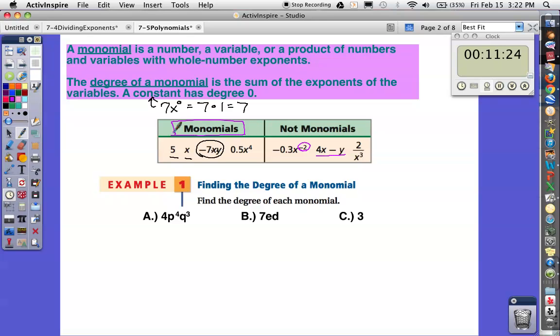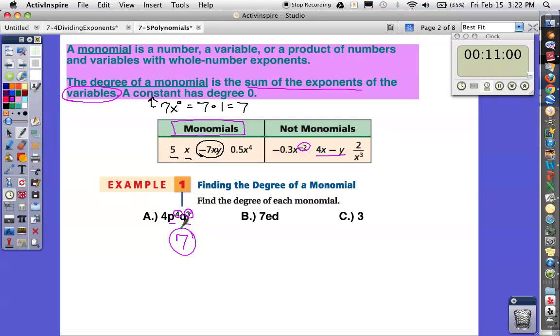When we want to find the degree of each monomial, remember that the degree is the sum of the exponents. That's what you're going to do. You're going to sum up the exponents of the variables, so you're only focused on the variables. Take a look at this first one. Where are my variables? P and Q. What are my exponents of them? 4 and 3. So what's the degree now of this whole term? It would be degree 4 plus 3, which is 7.